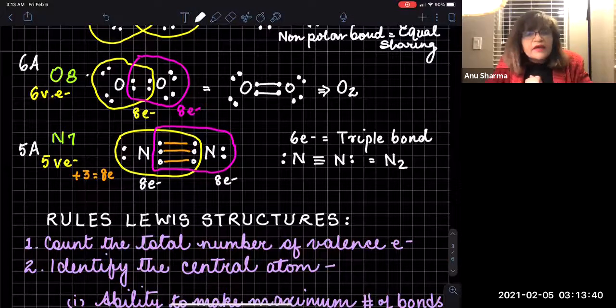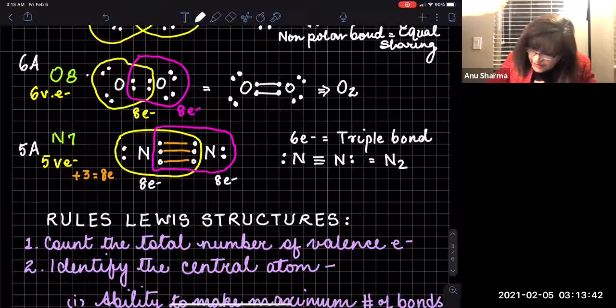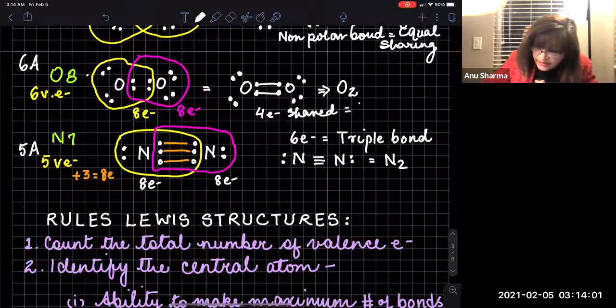All right. Now the other one on top, I forgot to write, 4 electrons were involved in sharing. So they form a double bond. 4 electrons are being shared. So a double bond is formed in the case of oxygen.